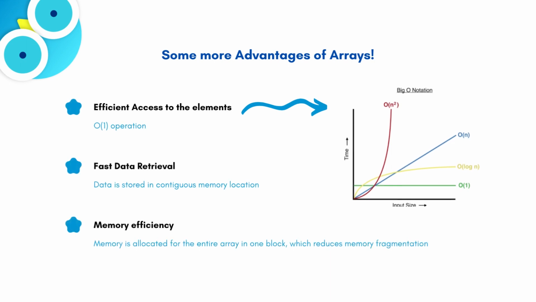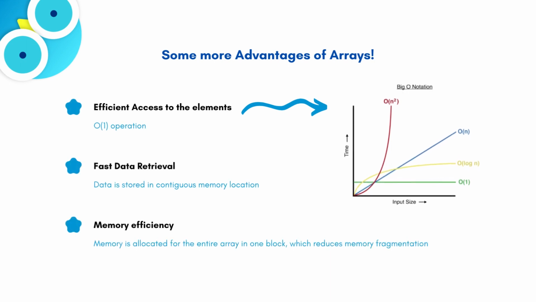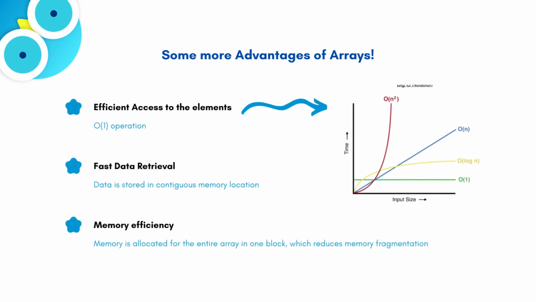Let's look at some more advantages of using arrays. By using an array, you can directly access any element in the collection. This access is big O of one operation, which means the time required to access an element is constant and does not depend on the array size. Data stored in an array can be accessed quickly because it is stored in contiguous memory locations.